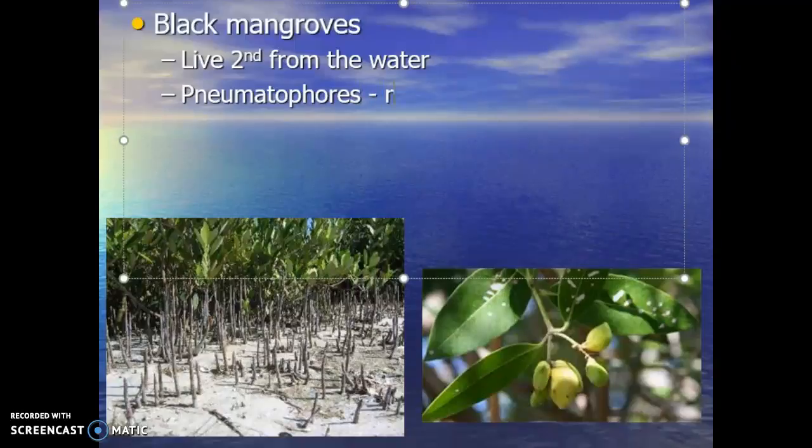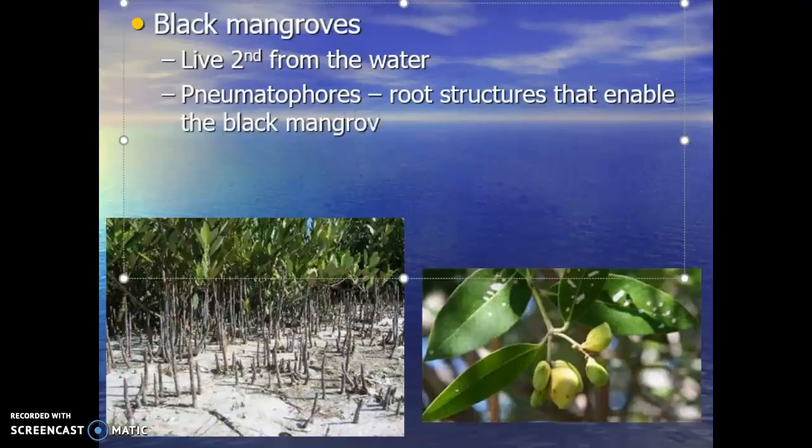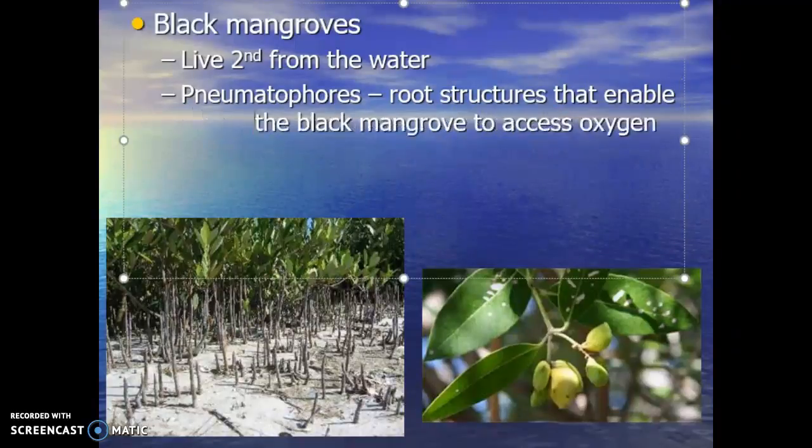Those are pneumatophores, root structures that enable the black mangrove to access oxygen. All right, they're living in an environment that's not real pleasant. There's not a lot of oxygen there in the soil and available for the plants that way, so they can derive it through that root system. So plants need some oxygen for cellular respiration to occur, especially in the root system. So the black mangroves have that unique feature, little roots, or what we call pneumatophores, that stick up above the soil to get the oxygen.